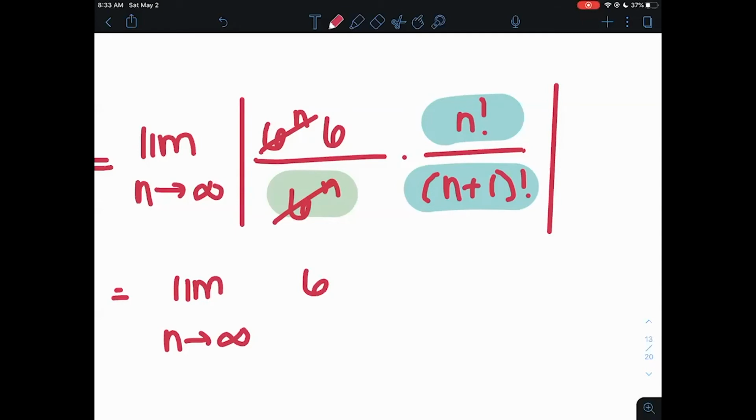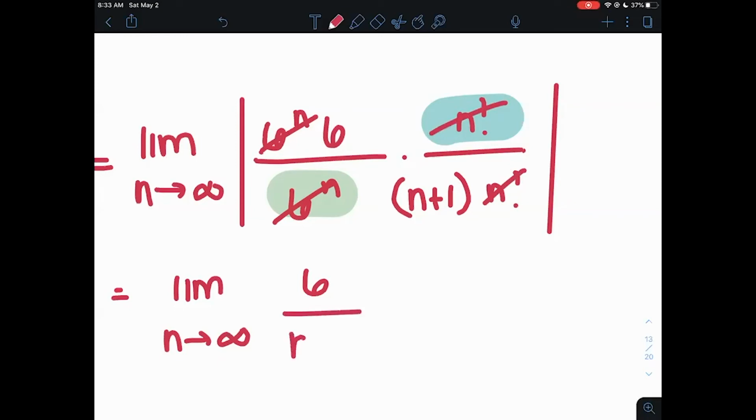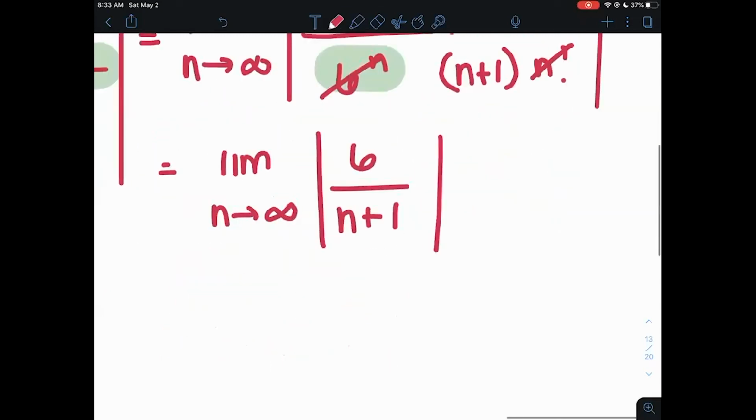N factorial meaning n times n minus 1 times n minus 2 times n minus 3. N plus 1 factorial meaning n plus 1 times n, n minus 1, and so on and so on. Or in other words, n plus 1 times n factorial. So again, those n factorials can cancel each other, and I just have n plus 1 as my denominator, with the absolute value. Don't forget your absolute value.